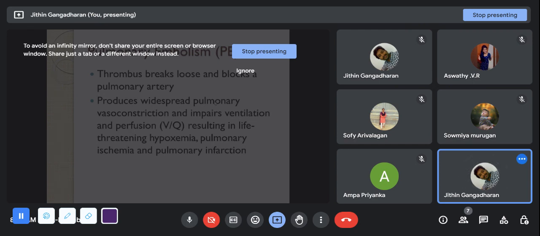Then how can you diagnose pulmonary embolism? You can take a spiral CT of the chest. Then the ventilation perfusion scan, to see how the circulation is going on. Then pulmonary angiography. Kindly write these down. D-dimer assay, to understand whether there is a fibrin clot or not. You have to check the D-dimer assay.